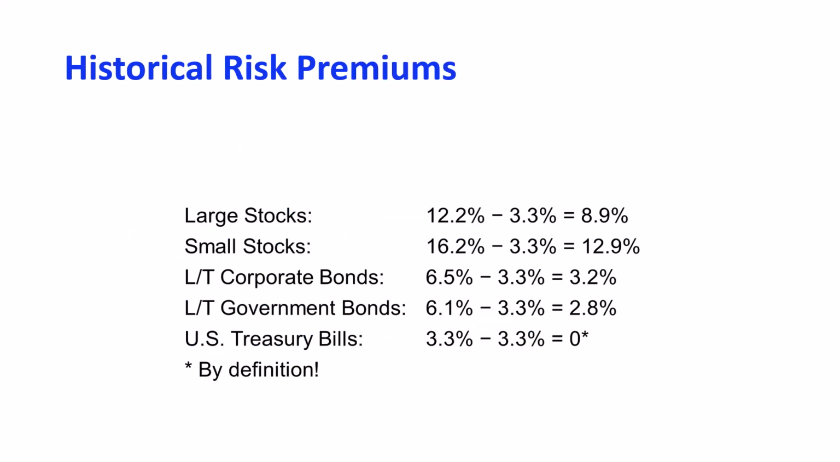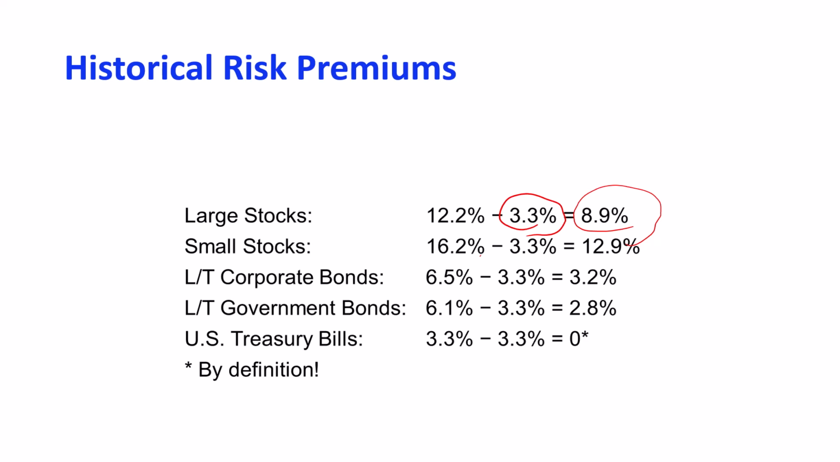So as you can see here, risk premium is your return above and beyond the risk-free rate. This is your risk-free rate, 3.3%, which is the return on US Treasury bills, and 12.2% is the rate of return on risky common stocks, large company stocks, or 16.2% on risky small company stocks. The 8.9% risk premium that you see here is your reward for taking on or bearing the risk of investing in large company stocks. 12.9% is your reward for bearing the risk of investing in small company stocks.